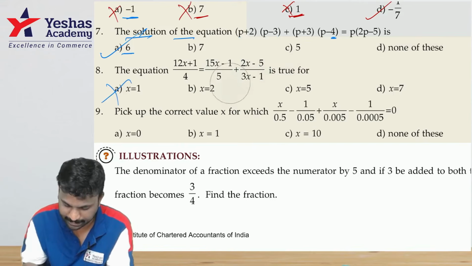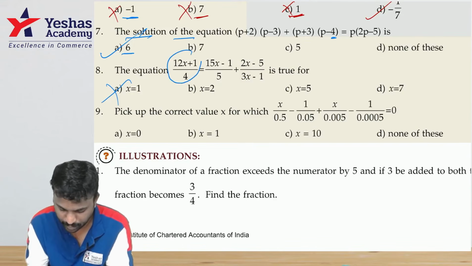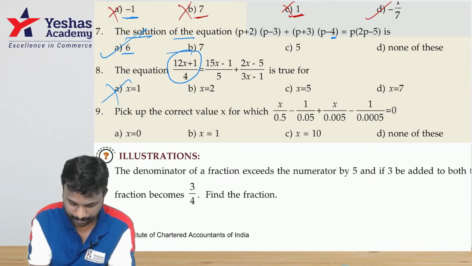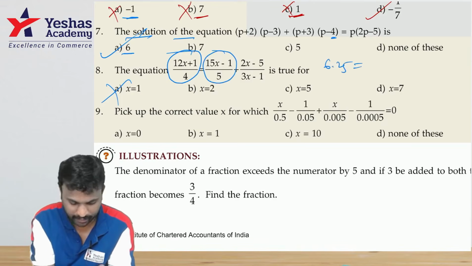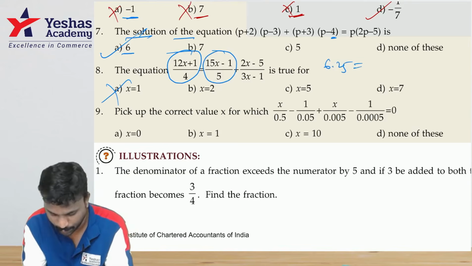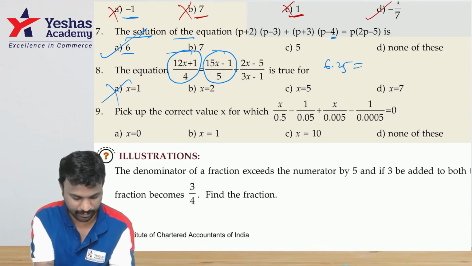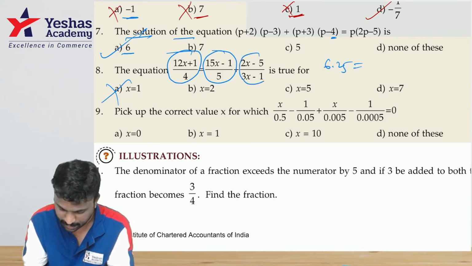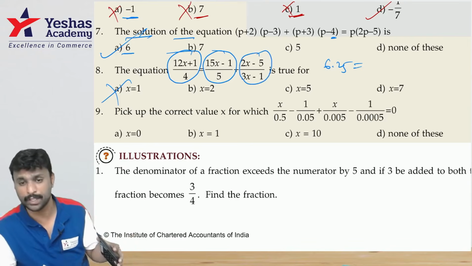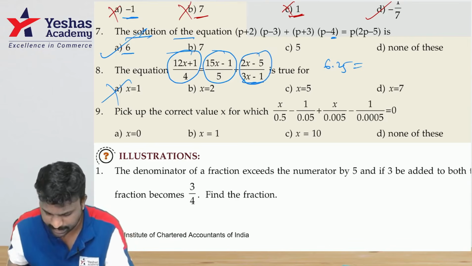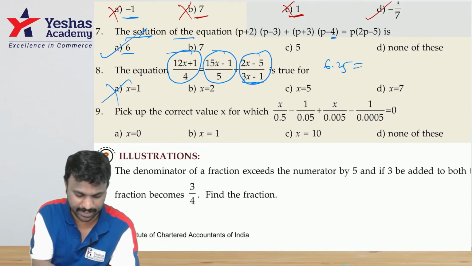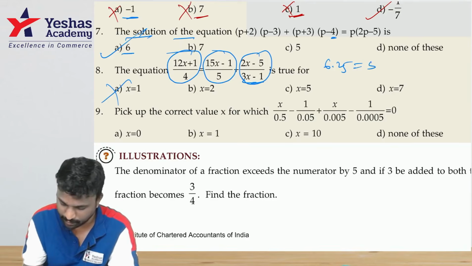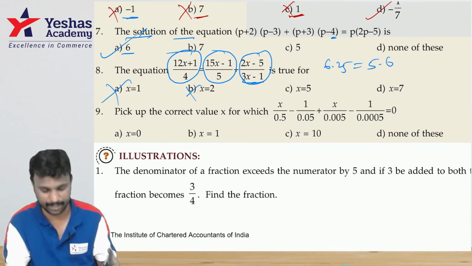How about option B, guys? If I hit option B, what happens? 12 into 2 plus 1 divided by 4 equal to how much? 6.25 on the left hand side. Now how about this? 15 into 2 is 30. 30 minus 1 is 29. 29 divided by 5 M plus. How about this? 2 twos are 4. 4 minus 5 is minus 1. 3 twos are 6. 6 minus 1 is 5. So minus 1 by 5. That means type 1 by 5. Since it is negative, M minus MRC, you get 5.6. Even option B doesn't satisfy.